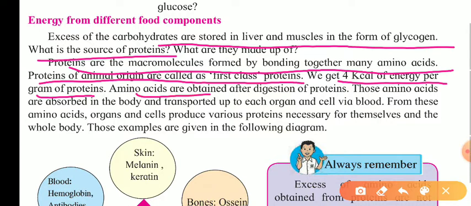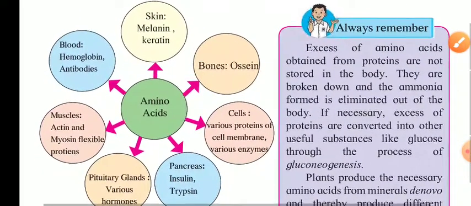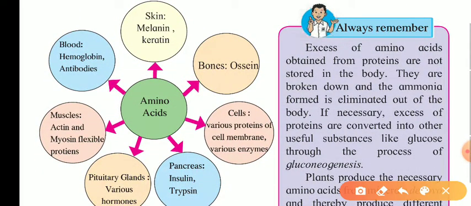Amino acids are obtained after digestion of proteins. Those amino acids are absorbed in the body and transported to each organ and cell via blood. They get stored at different locations in the body in different components. In bone, it is like ossein. In cells, various proteins of the cell membrane and various enzymes are made up of amino acids. In the pancreas, insulin and trypsin are made up of amino acids. In the pituitary gland, the various hormones it secretes are also made of amino acids.